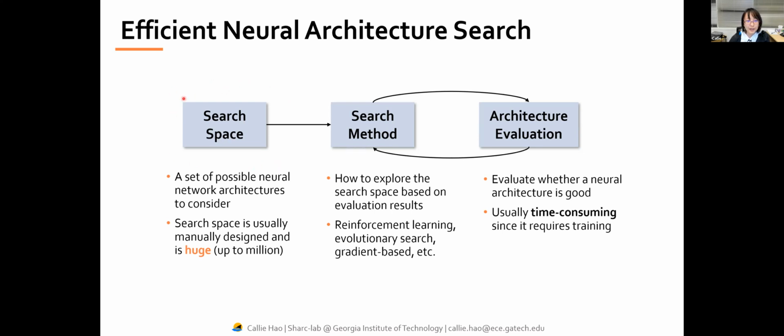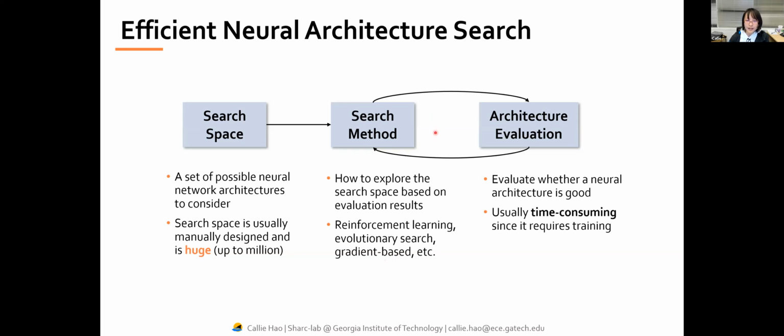The first is the search space. The search space is a set of possible neural network architectures that we can consider. And the search space is usually manually designed and is huge. It can be up to millions, so there's no way that we can examine them one by one. And given this search space, we also have the search method. This search method means how we want to explore the search space based on the evaluation result. Well, there are multiple different ways. I will briefly introduce them one by one: reinforcement learning, evolutionary search, gradient-based, and so on and so forth.